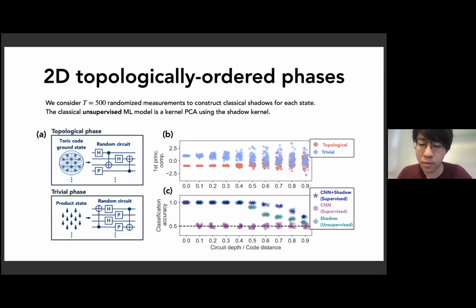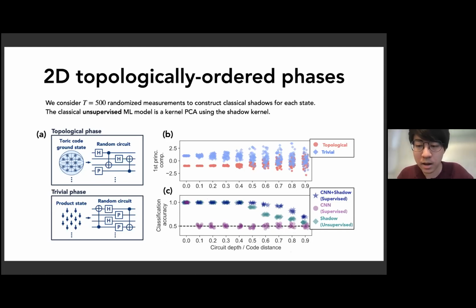We also compare with a more traditional method known as convolutional neural network, where what it does is it performs a POVM measurement on the original quantum state, and then just feeds that measurement result into a convolutional neural network. And one could see that the classification accuracy for such a method, when we have some circuit depths, actually performs not much better than just random guessing.